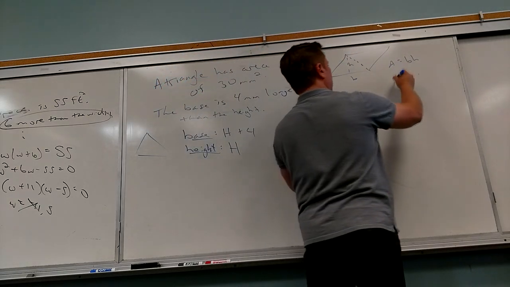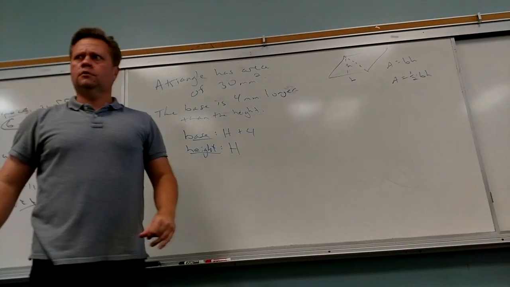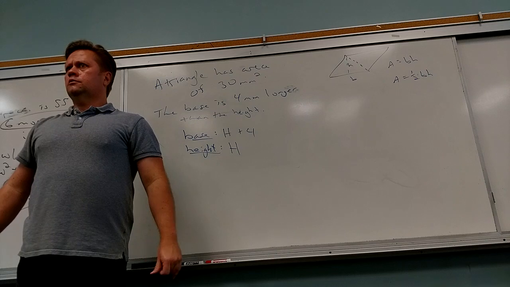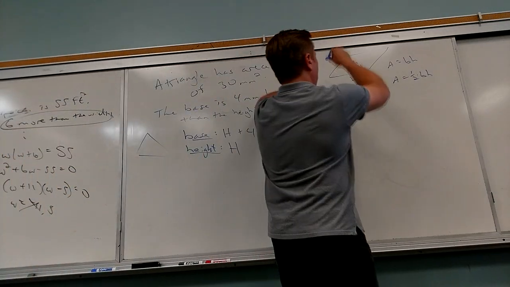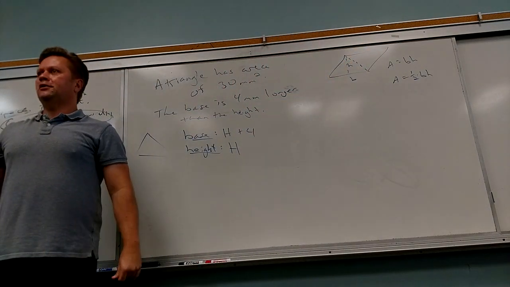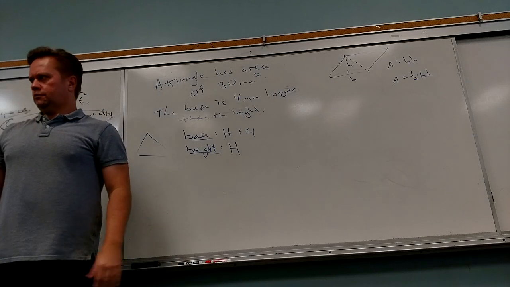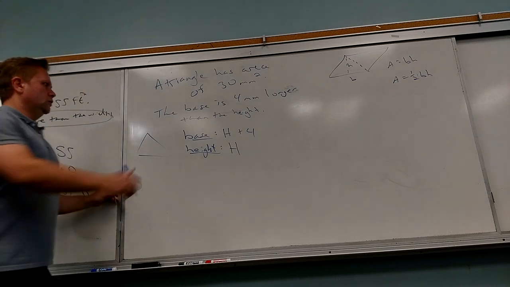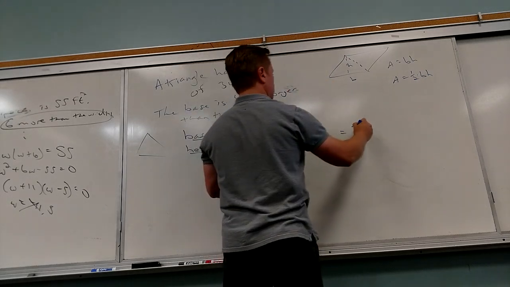So the area of a triangle is 1/2 base times height. For any triangle, if I duplicate it, turn it over, and put it next to itself, I've made a quadrilateral, a parallelogram. So it's half of the area of that parallelogram, always. So, what does the equation look like? I know it's going to equal 30.